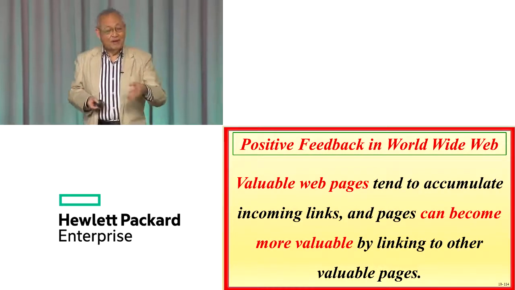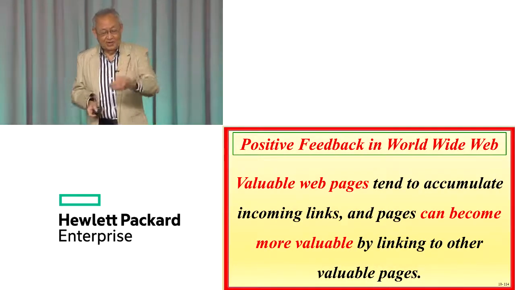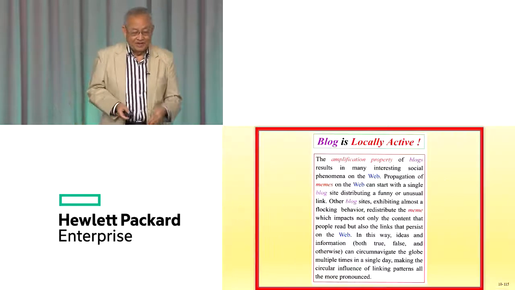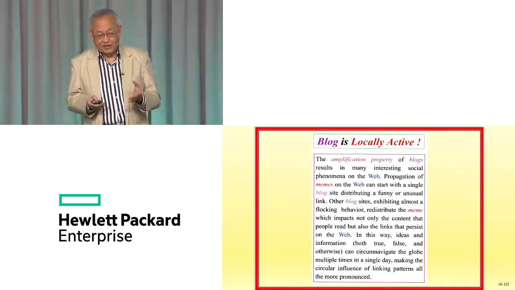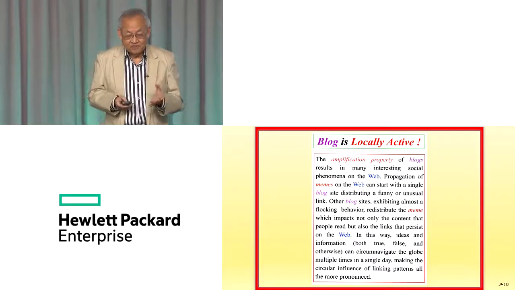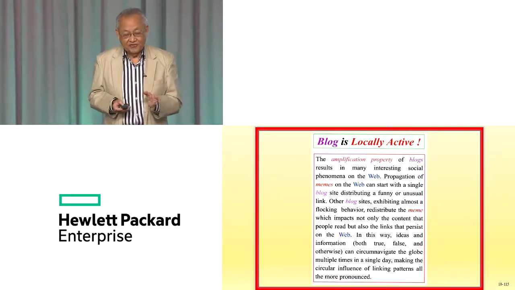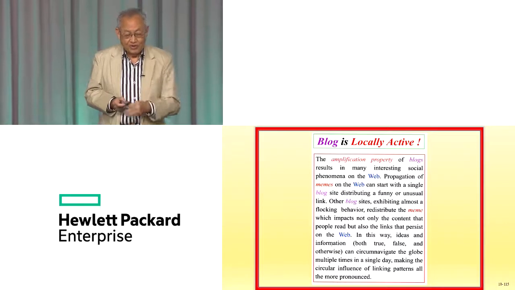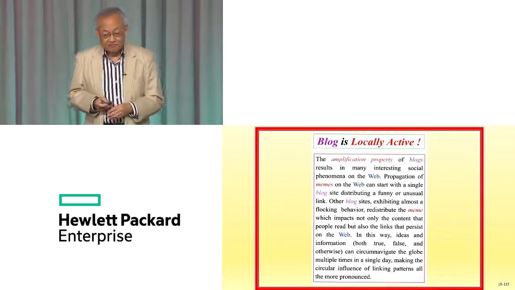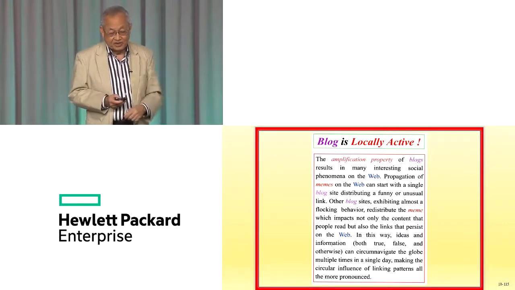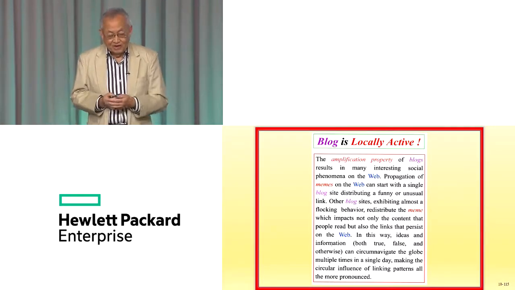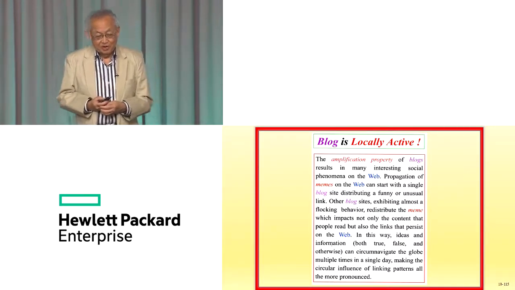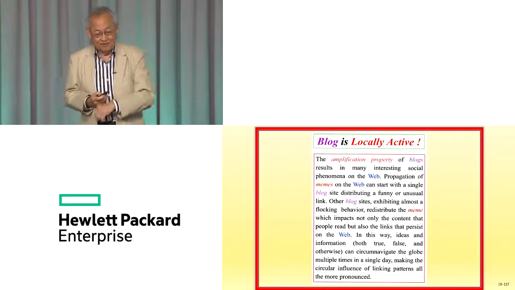Okay, I have no equation, but I'm telling you, this is local activity without equation. Even blogs are locally active. In what sense? Well, the amplification property of blogs results in many interesting social phenomena on the web. For example, propagation of memes on the web can start with a single blog site distributing a funny or unusual link. Other blog sites exhibit almost a flocking behavior.